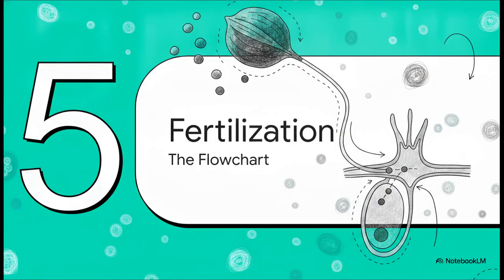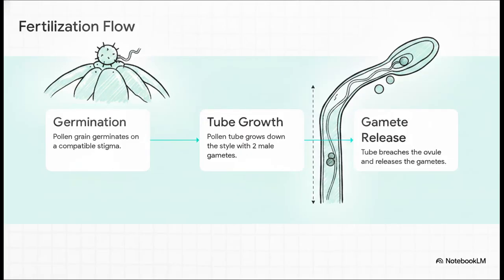Section 5, the fertilization flowchart. Let's trace the invisible biological timeline. Okay, so the pollen has successfully landed on the stigma. Now we're zooming into a micro level to trace the exact chronological sequence. Step 1, the pollen grain germinates on a compatible stigma.